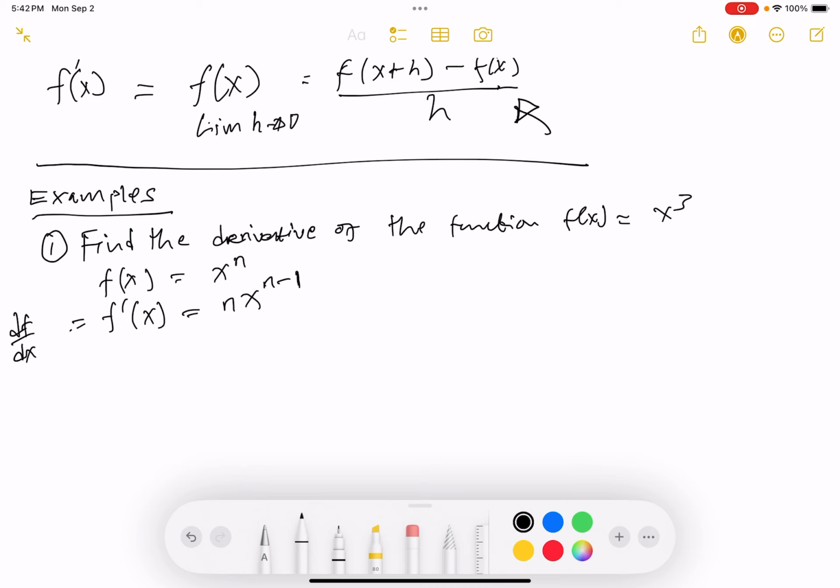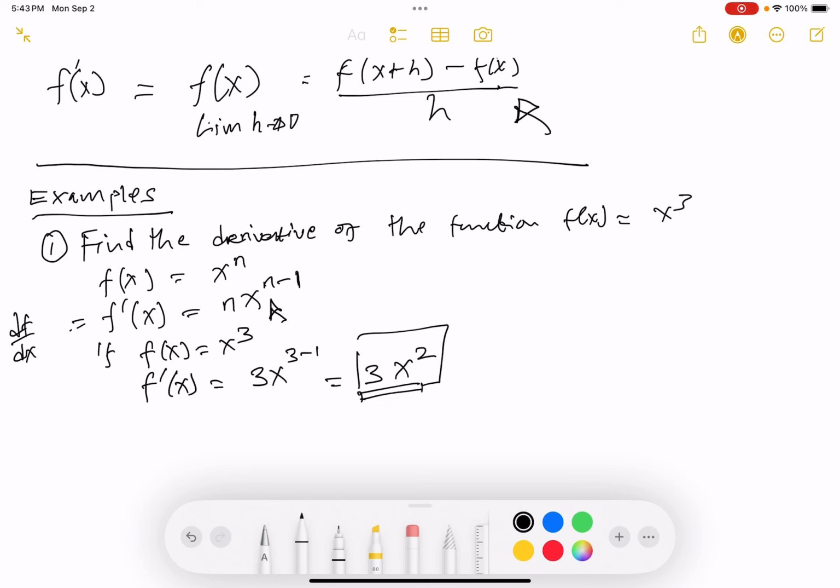So in our case, if f of x is equal to x cubed, by following that rule, then f prime of x is equal to 3 times x to the power of 3 minus 1, which is equal to 3x squared. And that will be our final answer.